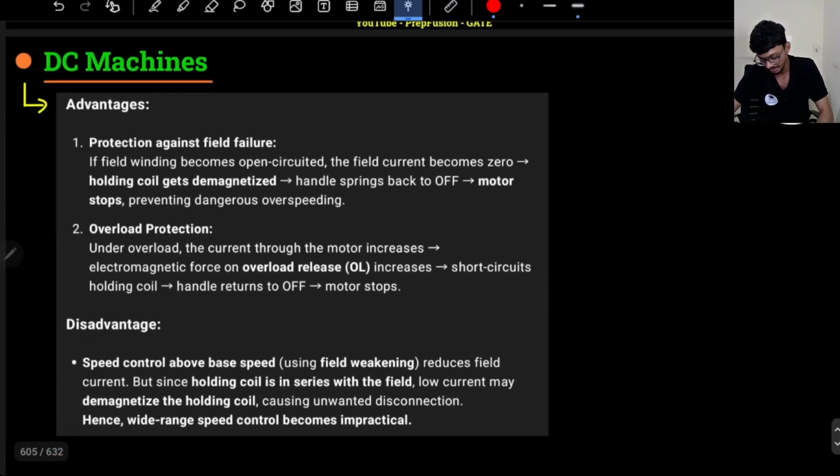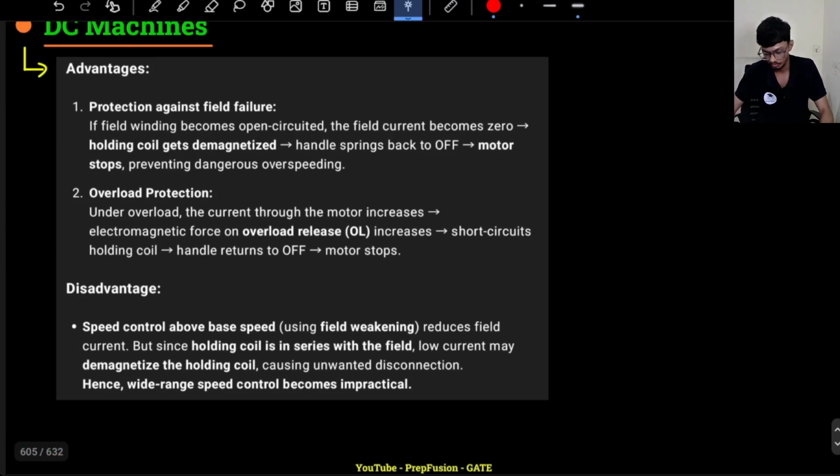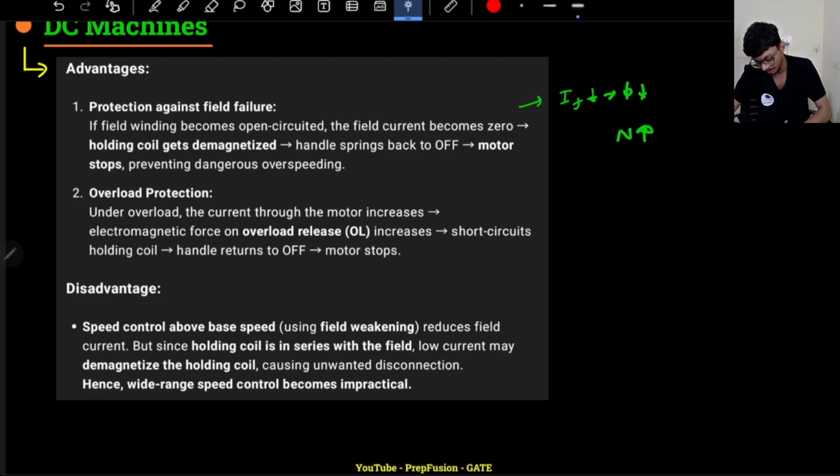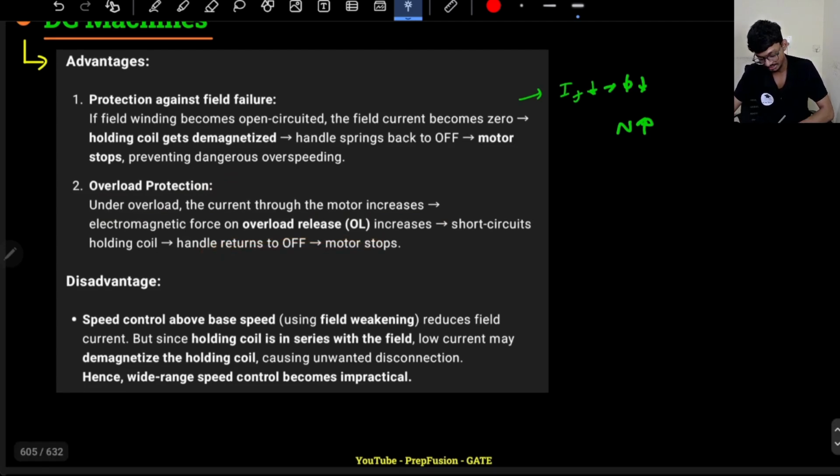Okay, so the advantages of a 3-point starter are the following: protection against field failure. If the field winding voltage is very low, then there is protection. Because why? If the field winding voltage is very low, then IF will be very low, then the flux will be very low, then the speed will go abnormally high, right. So we don't want that abnormal high speed, so we need to have a provision. Overload protection: under overload the current through the motor increases to a very high value, so we have a provision to protect from overload. Now what is the disadvantage?